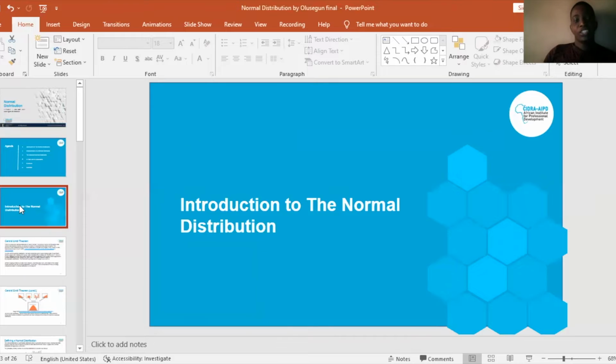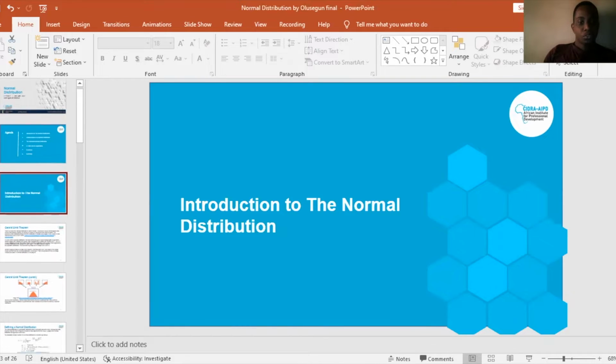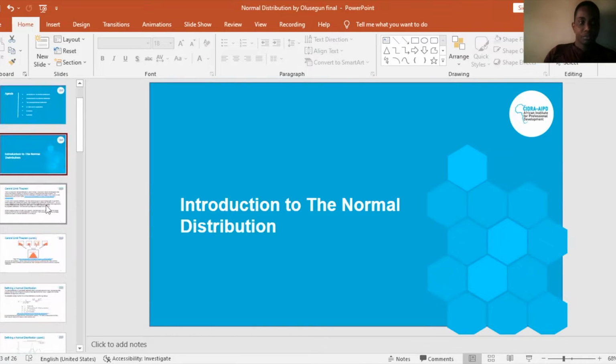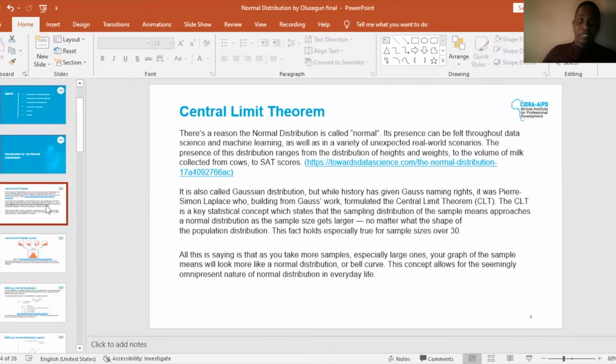So let's start off with the introduction to the normal distribution. There is a reason the normal distribution is called normal. Its presence can be felt throughout data science and machine learning, as well as in a variety of unexpected real-world scenarios. The presence of this distribution ranges from the distribution of heights and weights to the volume of milk collected from cows to SAT scores. It is also called Gaussian distribution.